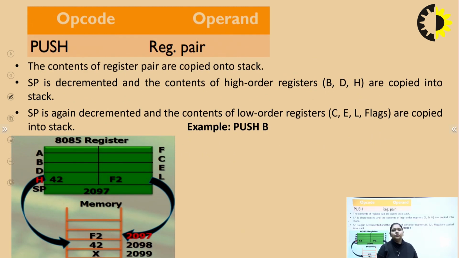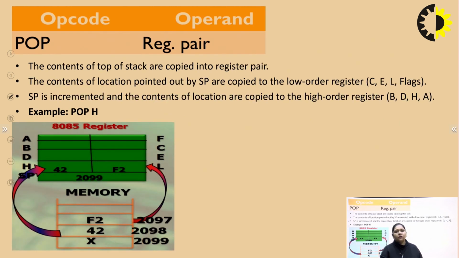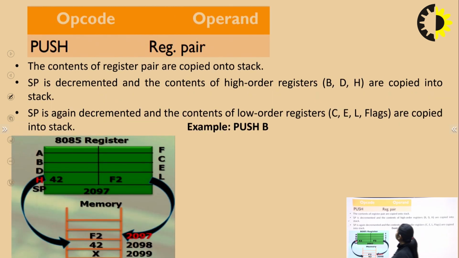Next is push and pop. As we all know, push and pop, these two instructions are for the stack pointer, because stack pointer can move either push or pop. These two functions are there for our stack pointer. What will happen in push? Push is given with a register pair. I can use push B or push D. Now push B, as it is given, it is a register pair. So B and C are a register pair, D and E are a register pair here, and H and L are also a register pair.